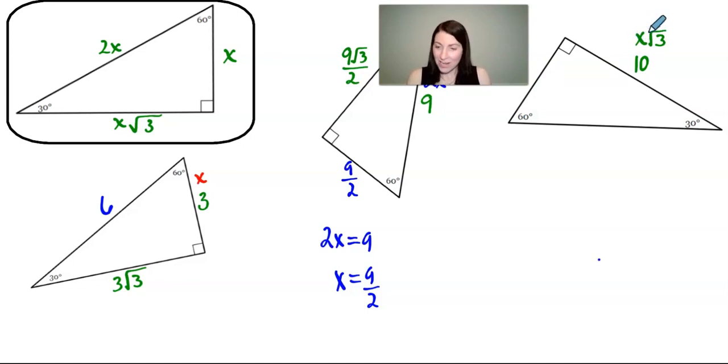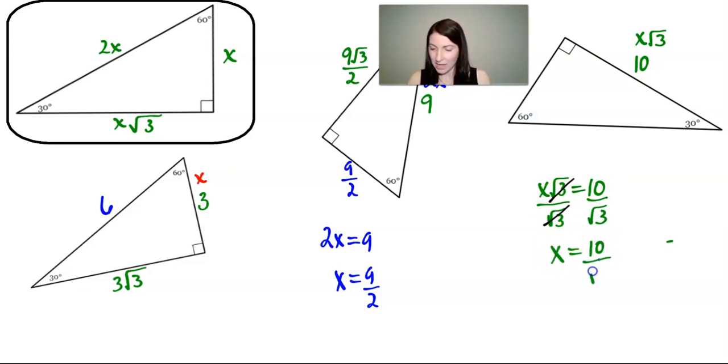So I like to write an equation. They give us the x root 3 side, which is equal to 10. I'm going to solve for x. In order to do that, I'm going to divide both sides by root 3 so that those root 3's will cancel out. And I have x is equal to 10 divided by the square root of 3. We'll go ahead and rationalize that denominator.